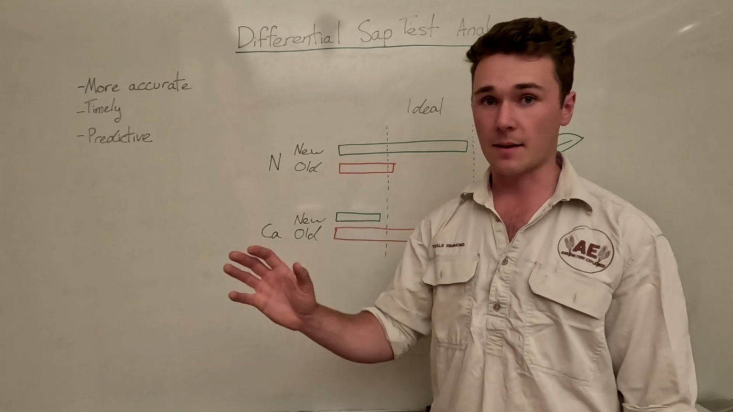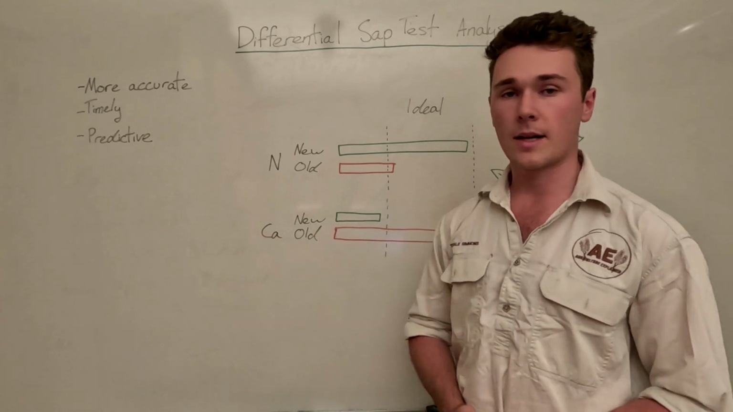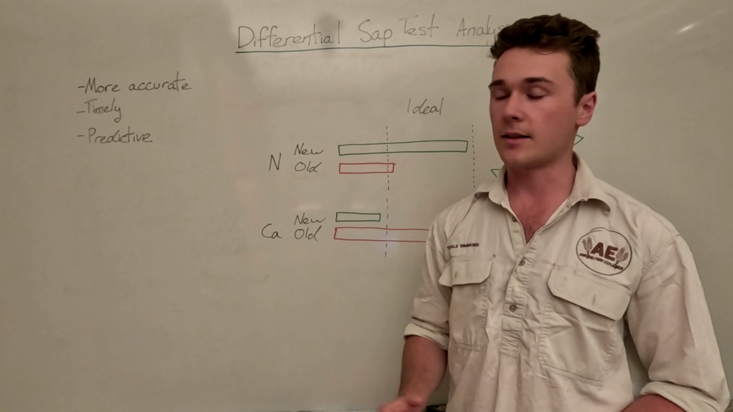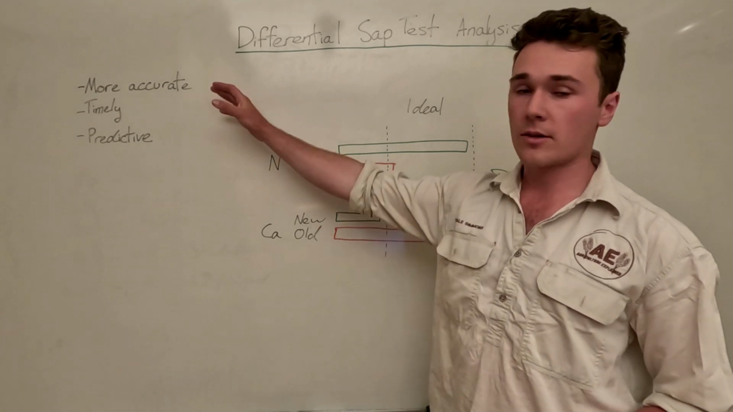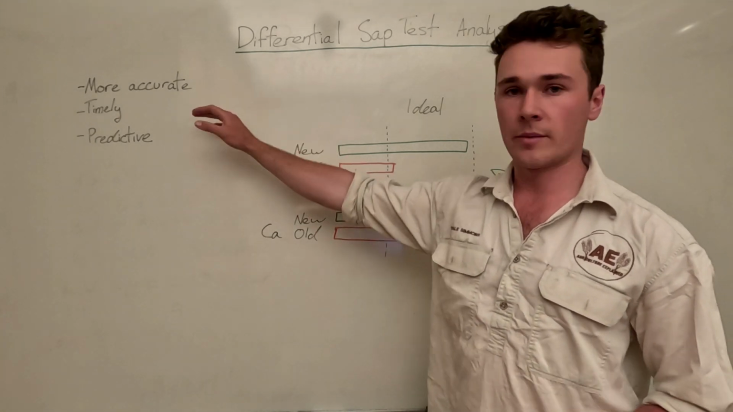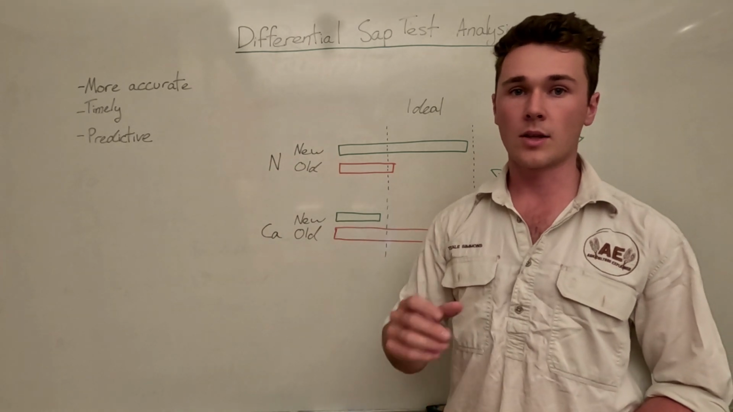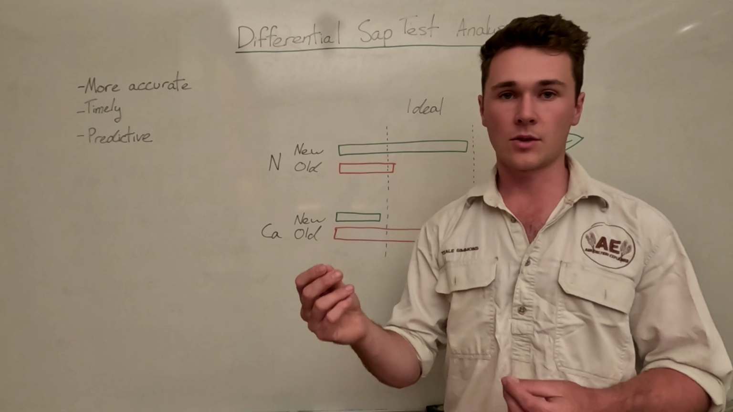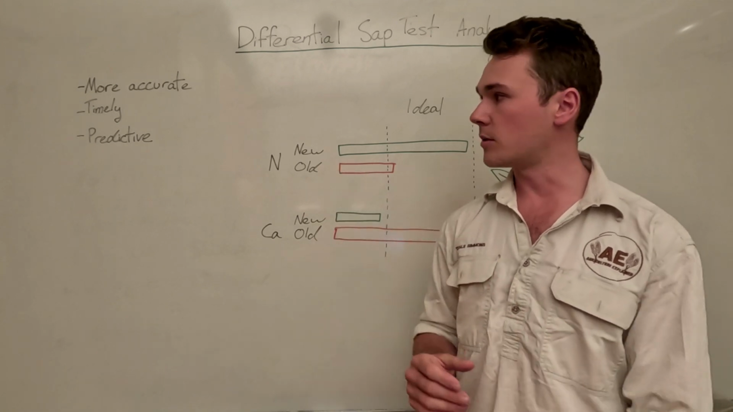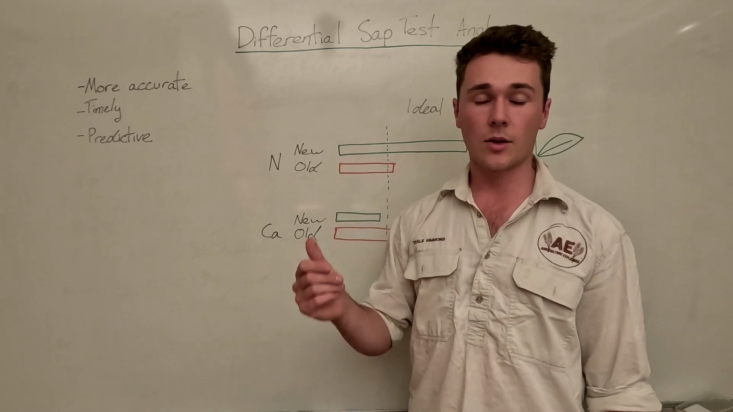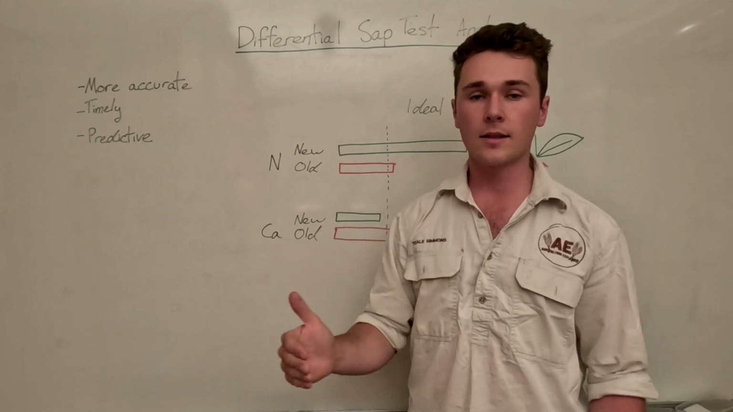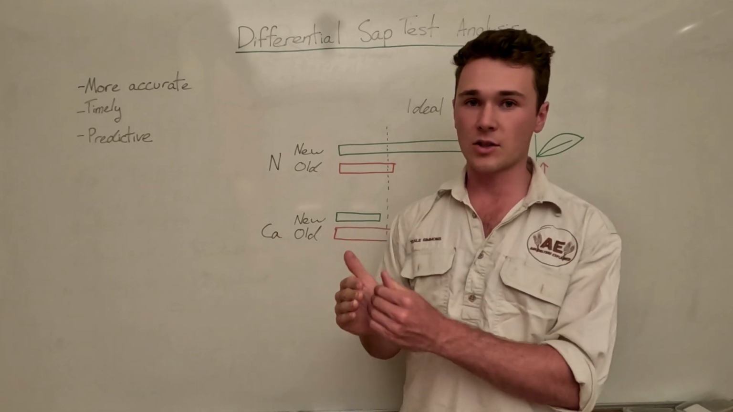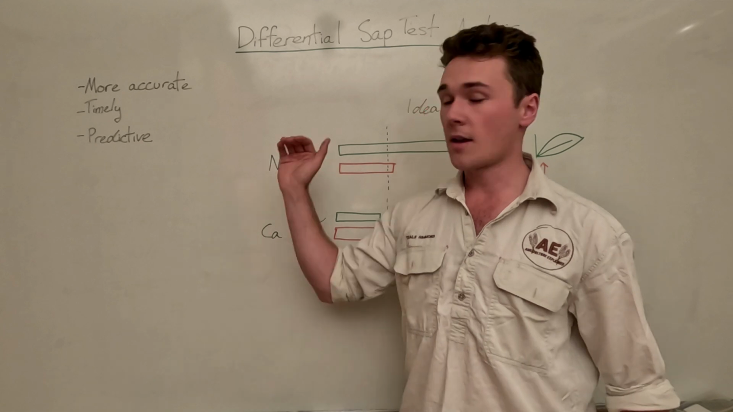Now we can take that a step further, and what we'll be talking about today is a differential sap test analysis. And so these are more accurate than everything. They're timely, so we can make timely applications. You can't quite make an application based on a soil test in mid-season because you don't know what the plant has available to it. They're also predictive, and so a differential sap test analysis can predict an oncoming deficiency before it actually happens by up to 2 weeks, which is fantastic.